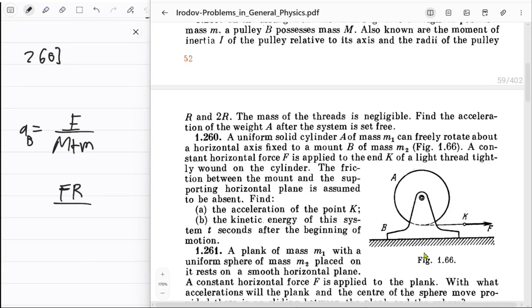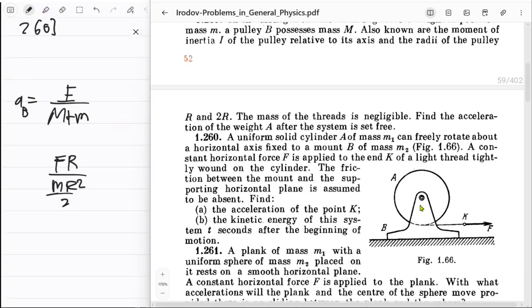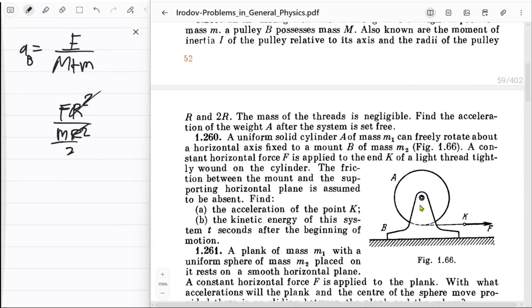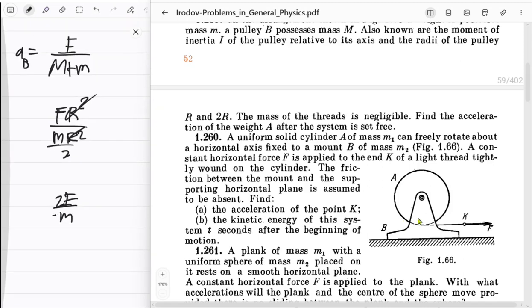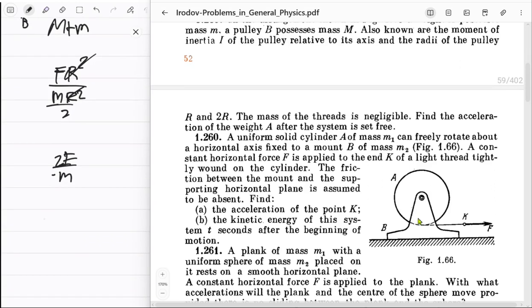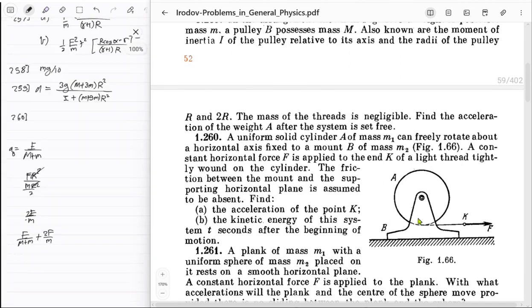What is the inertia? What kind of shape was this? Solid cylinder A, right? Okay, cool. So m R squared upon 2, and then that times R for convenience. So 2F upon m is the relative acceleration of this point, and it's going anti-clockwise. So it's just this thing plus that thing. The actual acceleration is F upon capital M plus small m, plus 2F upon small m. Perfect. There we go. So A done.